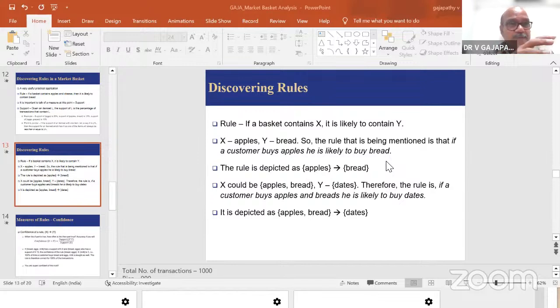The word itself explains. Confidence tells you, if the association is there, how far it is believable or dependable. The rule is depicted as apples implies bread. This is in mathematical form. X could be apples, bread, Y dates. Therefore, the rule: if your customer buys apples and bread, he is likely to buy dates.